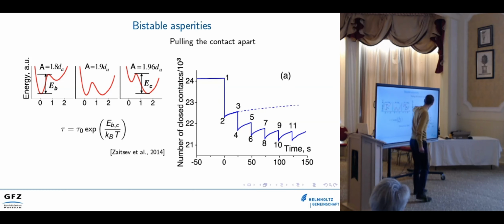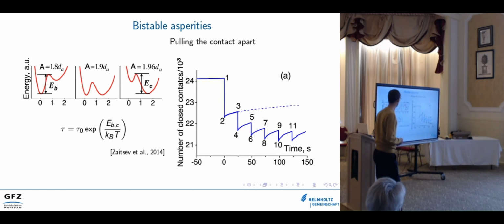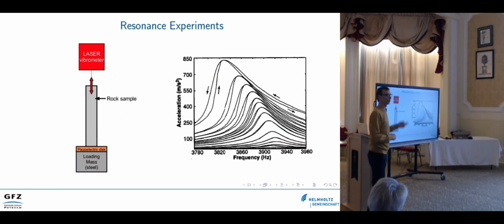Basically, you have the number of close contacts in that model by Zaitsev, which is rather stable. But then when you pull the contact apart just for a moment, the number of close contacts drops, and then it increases again, and then it drops again and increases. And it can explain some of the observations that we do. We've also used this concept to reproduce resonance experiments.